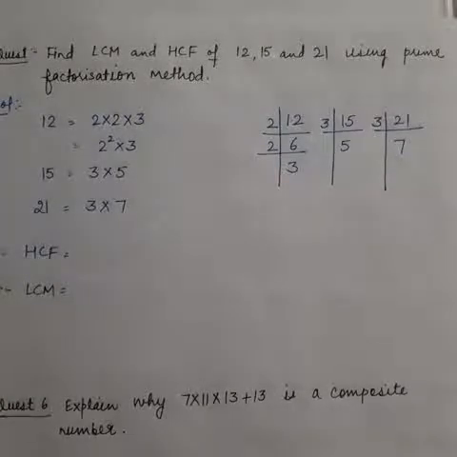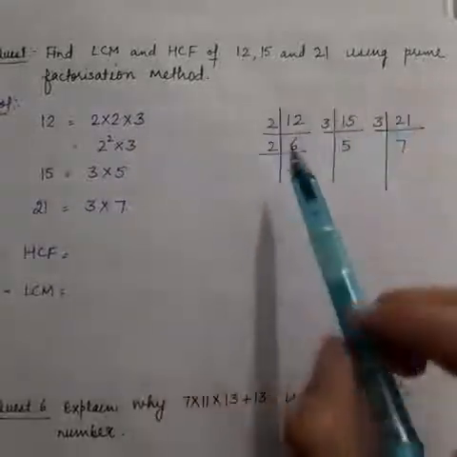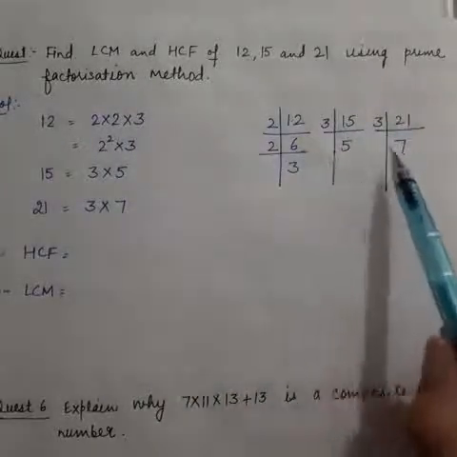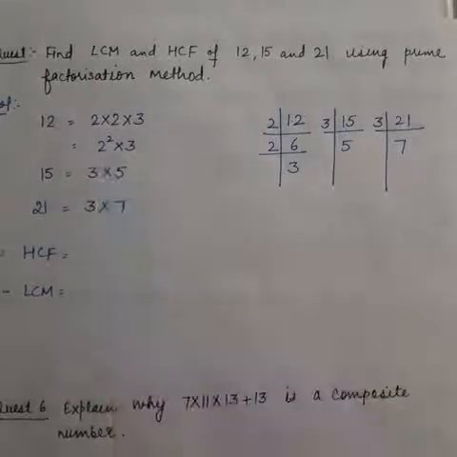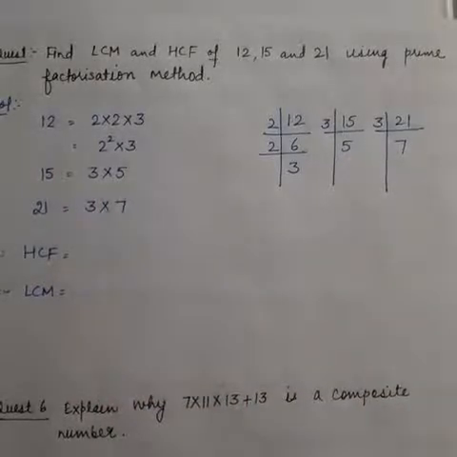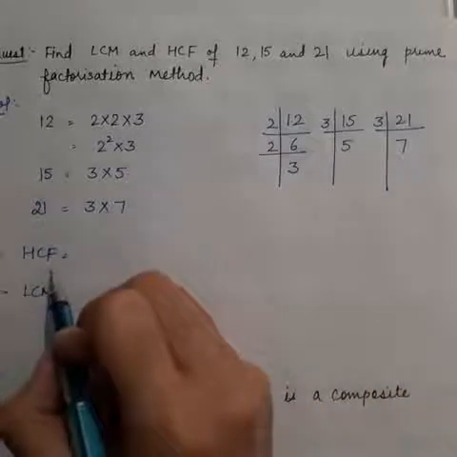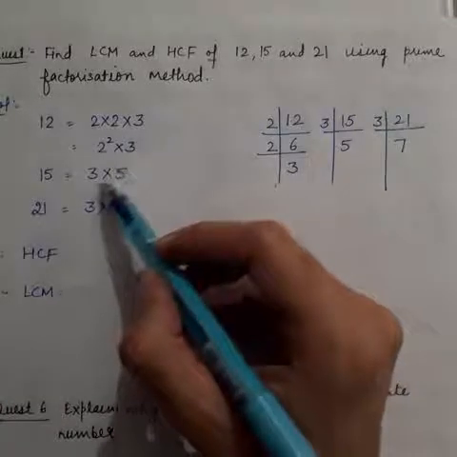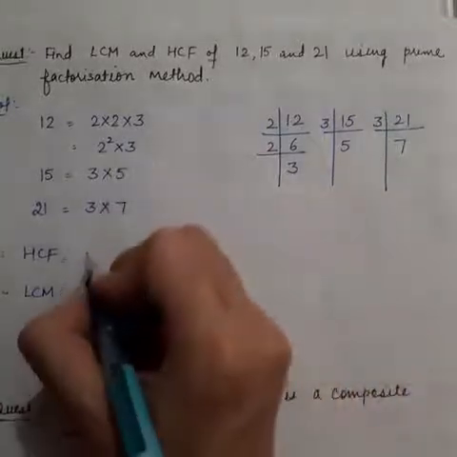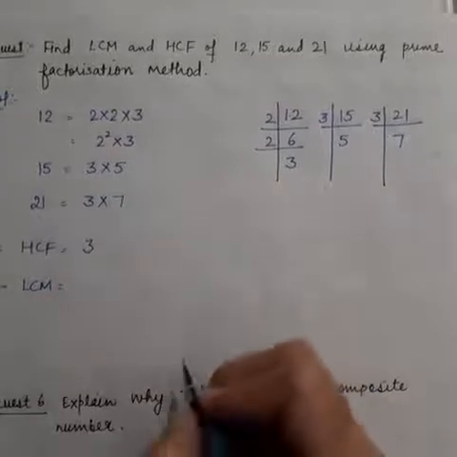Now in this question we are having three numbers. Again we will follow the same procedure of finding their prime factors first. 12 can be written as 2 square into 3. 15 can be written as 3 into 5 and 21 can be written as 3 into 7. For finding the HCF, just look for the common factor. See, 3 is a common prime number amongst the three numbers given. So this is the HCF.